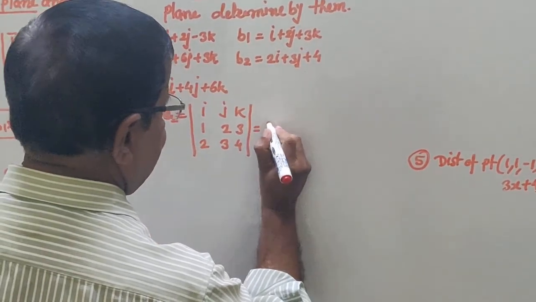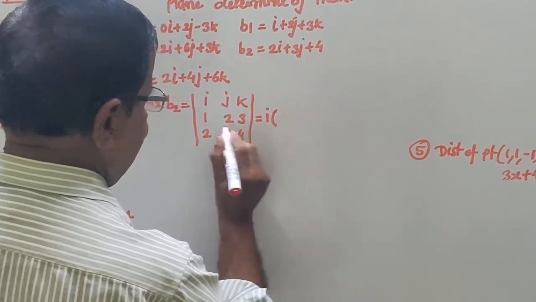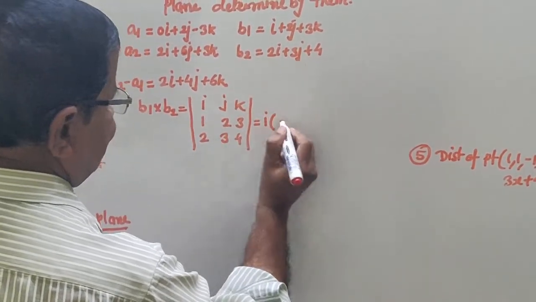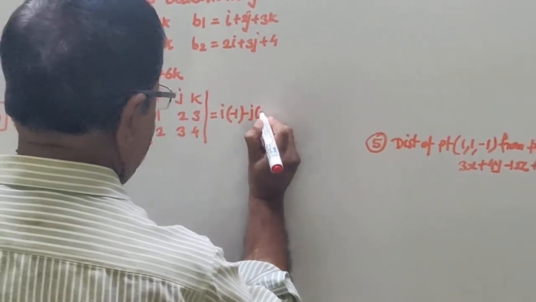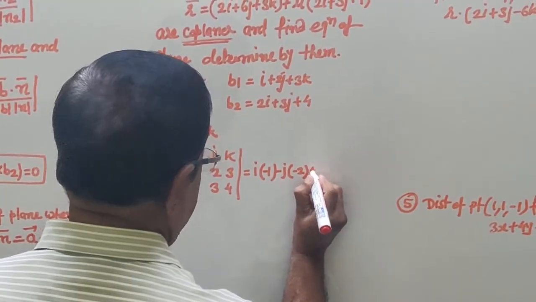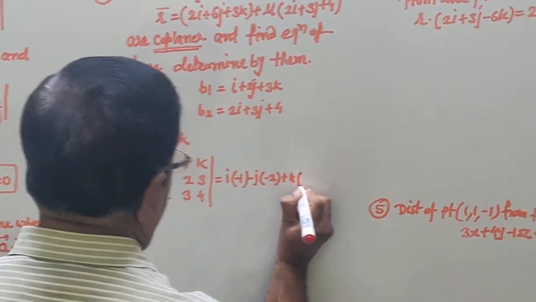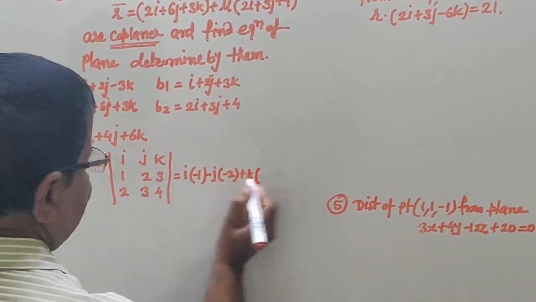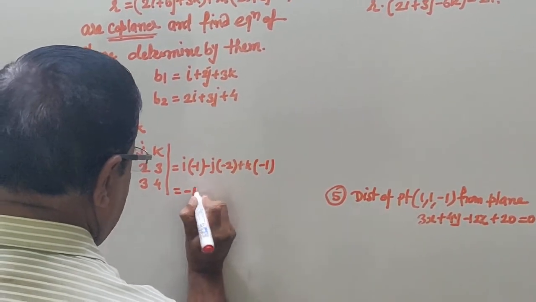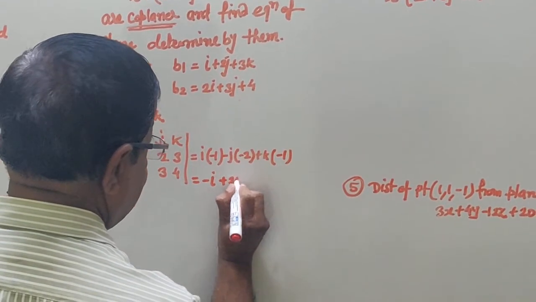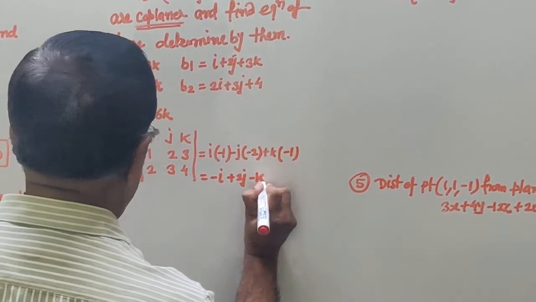Now I will simplify this. For i: 2 times 4 is 8, minus 9. For j: 4 minus 6 means minus 2 will come here. Plus k into 1 times 3, 3 minus 4 is minus 1. Now what will come here? Minus i plus 2j minus k will come here.